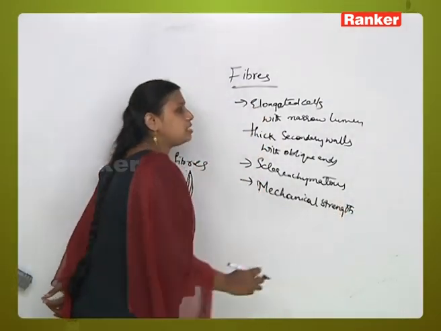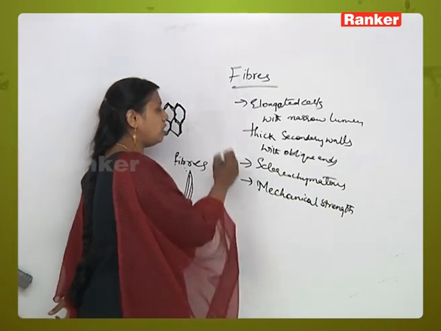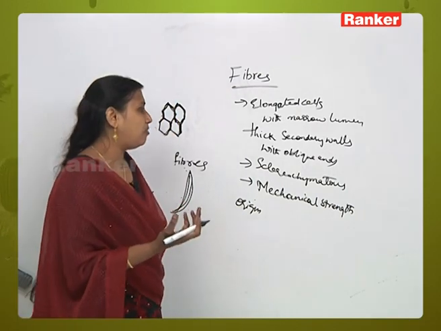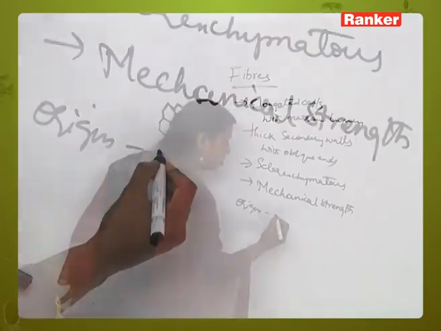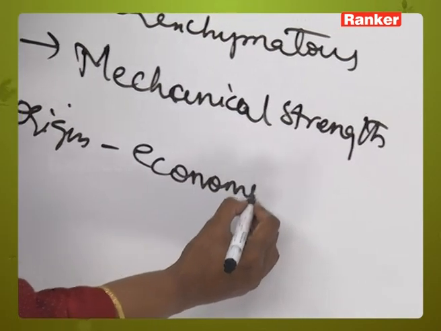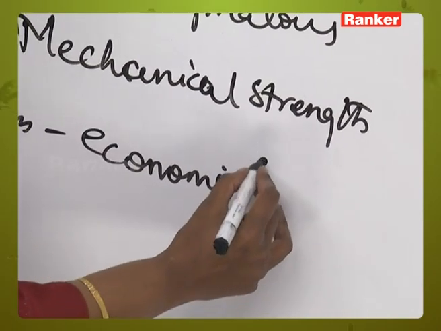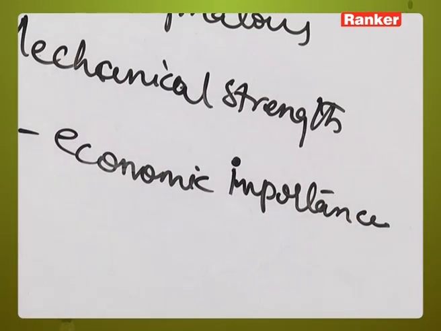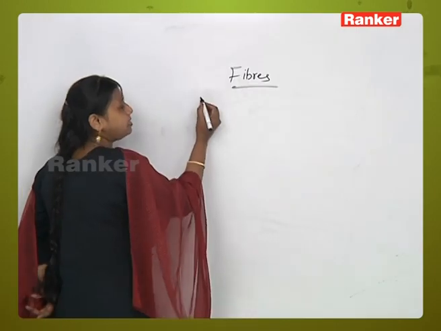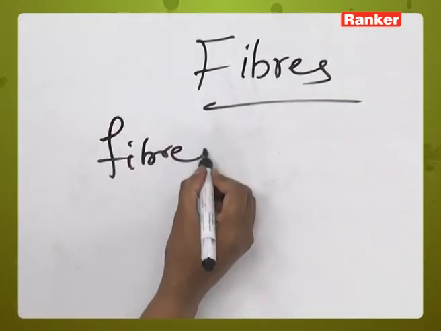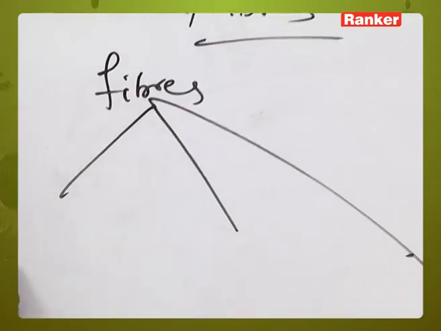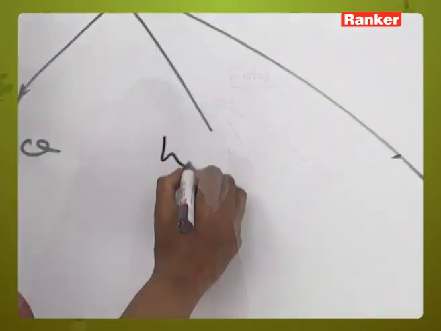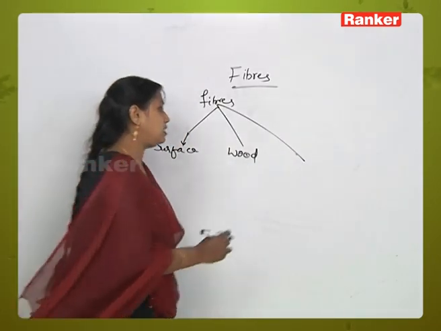Now, on the basis of the origin of the fibers, from where these fibers have been originated, and on the basis of the economic importance of the fibers, the fibers are classified into three types. Fibers are divided into three types: surface fibers, another is wood fiber, another is bast fiber.